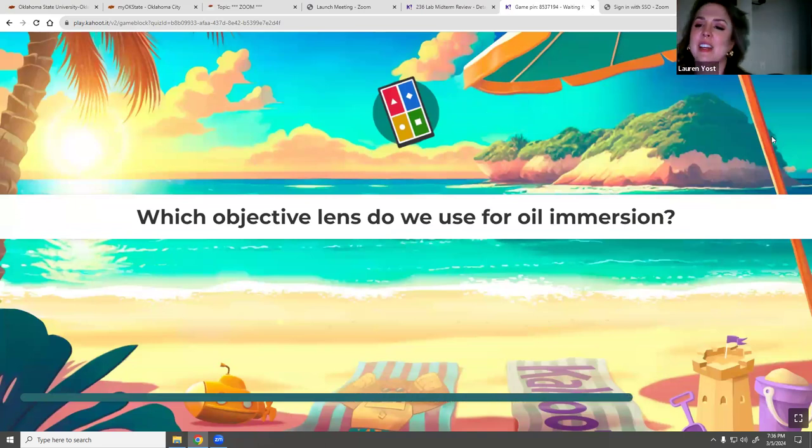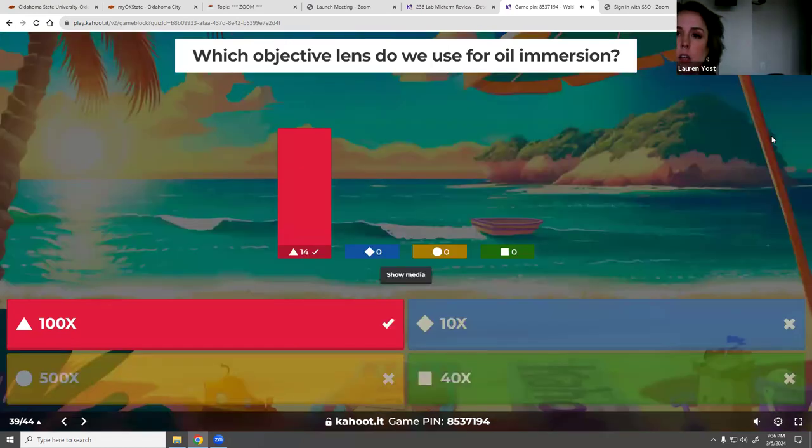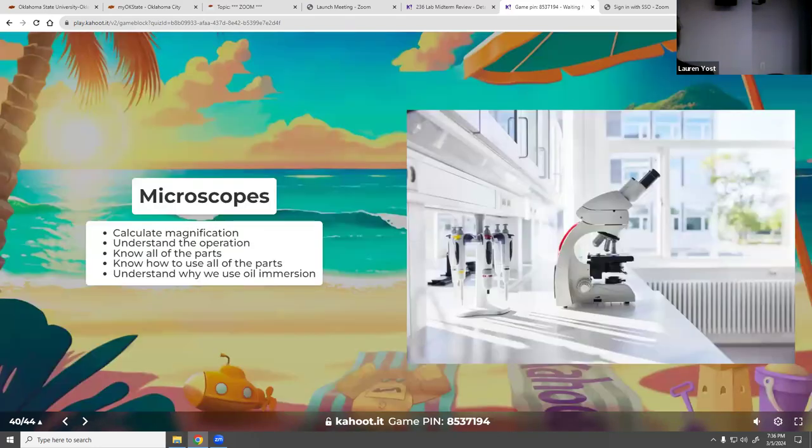Which objective lens do we use for oil immersion? All right, so oil immersion, this is going to be your 100x, and every time that you use a 100x, you should be using oil. So be aware of why you should be using the oil. That is to reduce light scatter, right? Improves image quality. Okay. So calculating the magnification, you guys got that, multiplying, right?